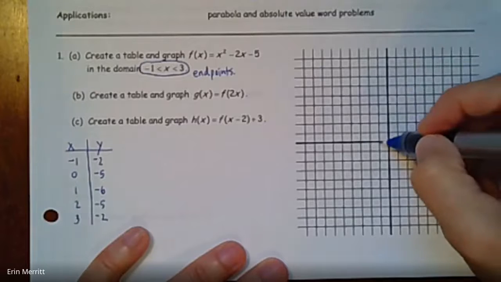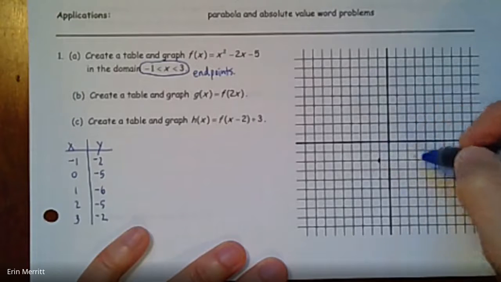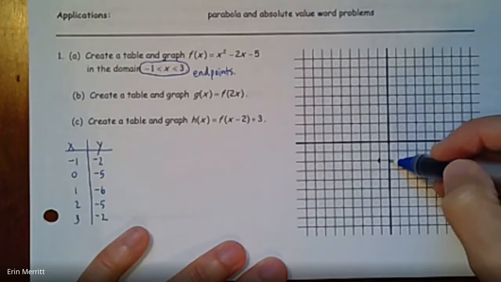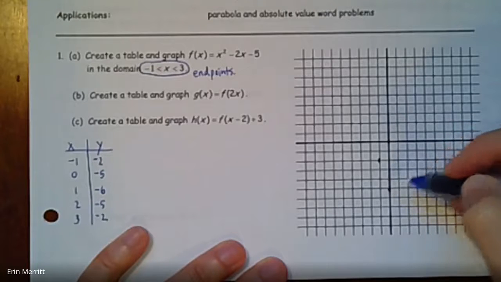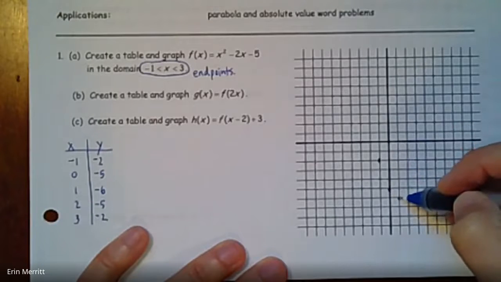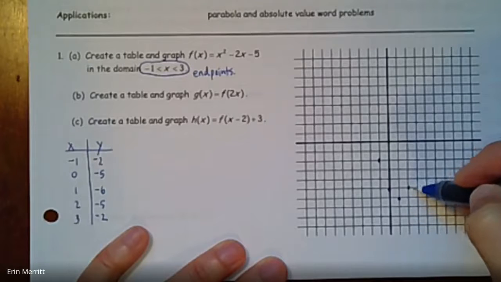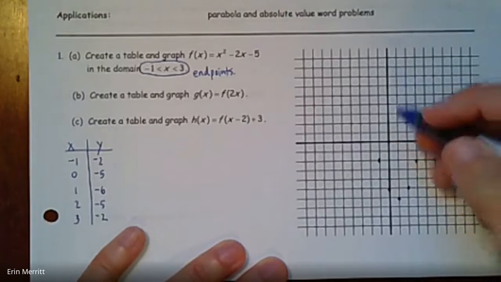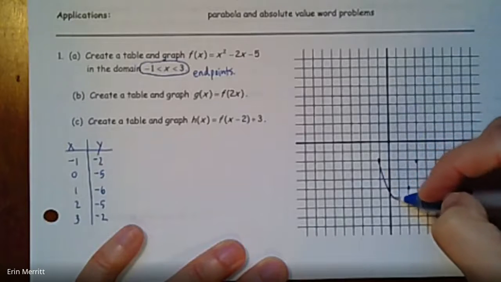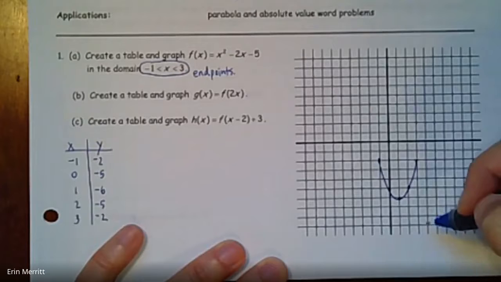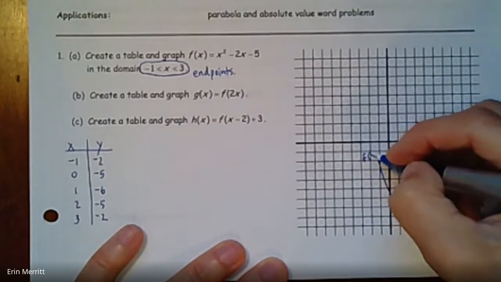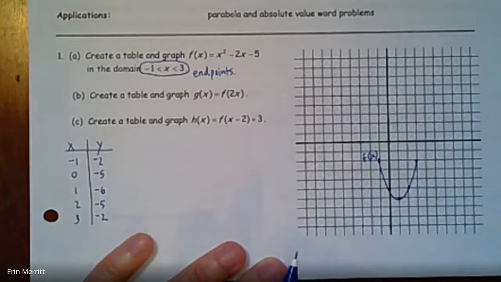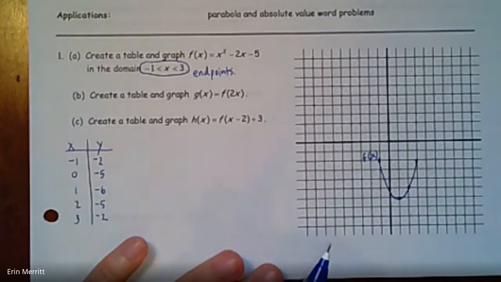So let's graph that. If we go to -1, -2, we have 0, -5, 1, -6. We got 2, -5, and then at 3, it comes back up to -2. So you get this cute little chunk of the parabola, and we'll label that as f of x. All right, create a table and graph g of x that equals f of 2x.